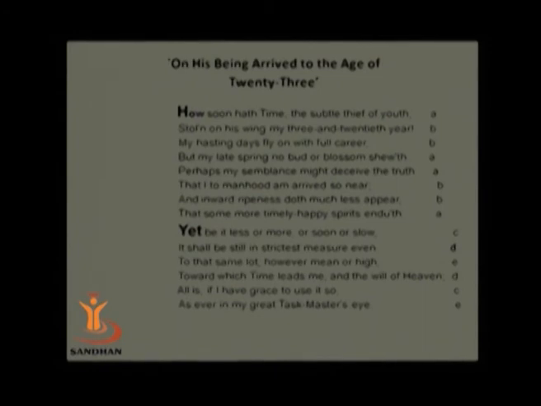Which is: how soon hath time, the subtle thief of youth, stolen on his wing my three and twentieth year. My hasting days fly on with full career, but my late spring no bud or blossom showeth. Youth, showeth, year, career. In that way, the last word of the first line rhymes with the last word of the fourth line. The last word of the second line rhymes with the last word of the third line, and so we call this rhyming scheme A, B, B, A.